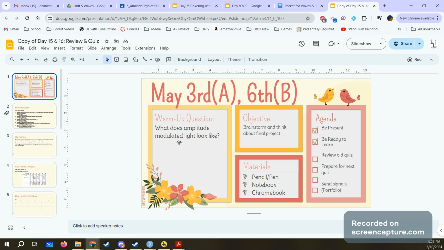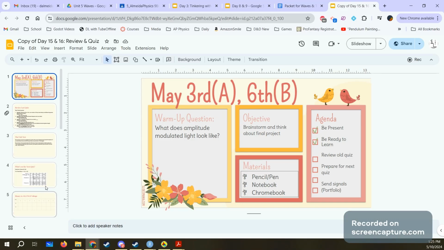For sound, amplitude modulated sound is loud or quiet. We would call it volume, but it's amplitude modulated. For frequency modulated sound, it's different frequencies or pitches or different notes if you're a musician. So that's an important part for the test.